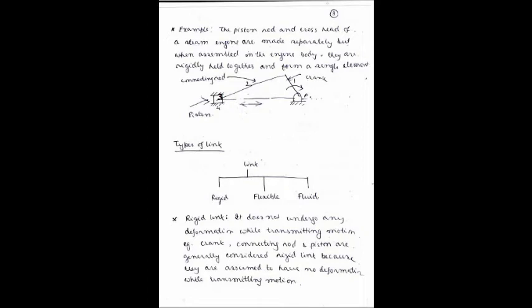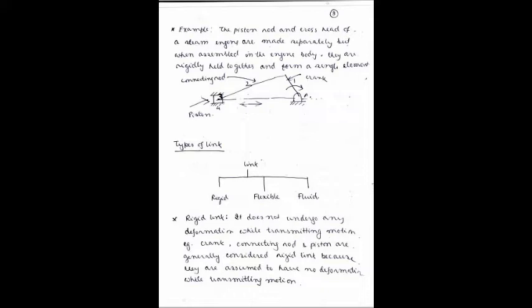We have already discussed what is link. Now let us see the slider crank mechanism. You can see in the figure, this is a slider crank mechanism. It has four links. Number one, crank. Number two, connecting rod. Number three, piston. Number four, cylinder. So this has been represented like this.